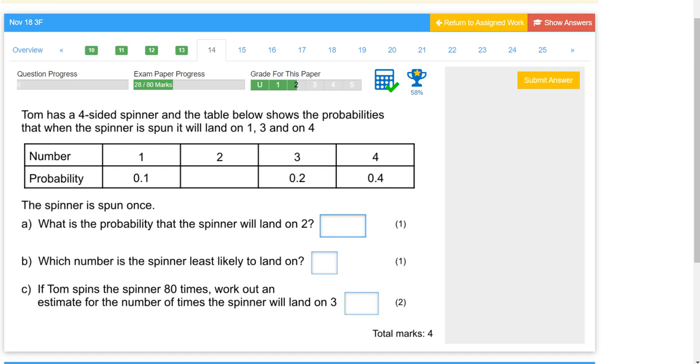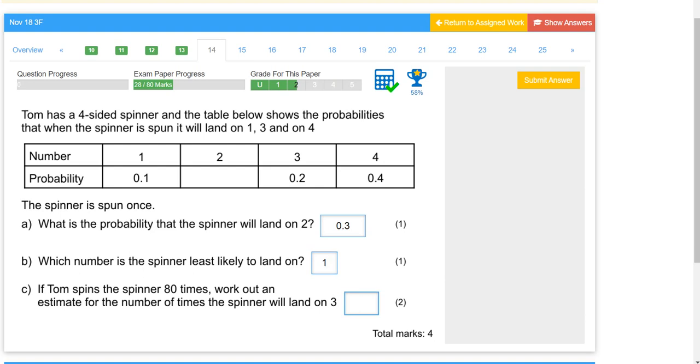So to find the probability of number 2, I need to add 0.1 and 0.2 and 0.4, and I see that that adds to 0.7. So what do I need number 2 to be to increase that from 0.7 up to 1? Well, the answer will be 0.3, because if I add those up and take it away from 1, I get 0.3. So therefore, which number is it least likely to land on? Well, it's going to be 1, because 1 has the lowest probability.